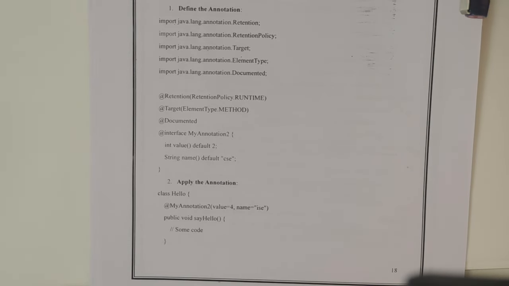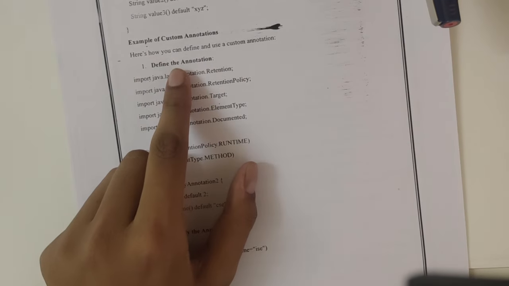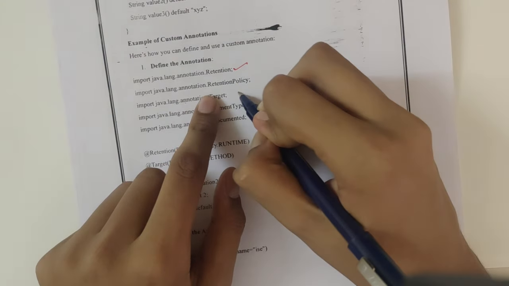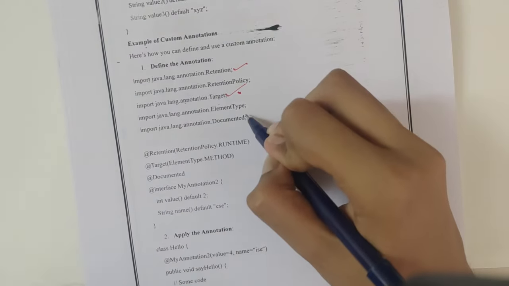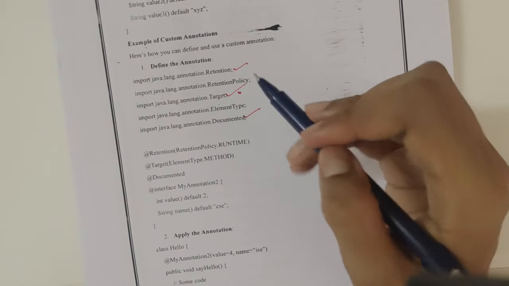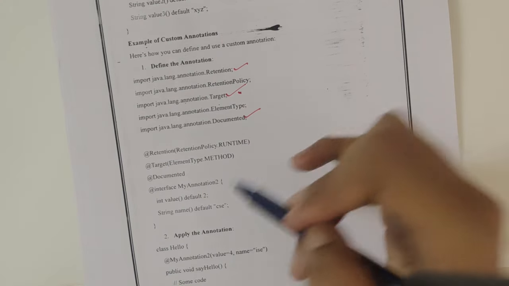Fine guys, now next we have an example code of a custom annotation. Let's look into this code once. First, we have defined the annotation. In defining it, we have used @Retention, RetentionPolicy, Target, as well as Documented, to specify the retention policy, target element, and the documentation methods.